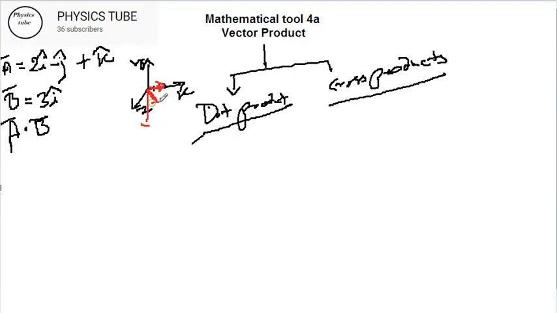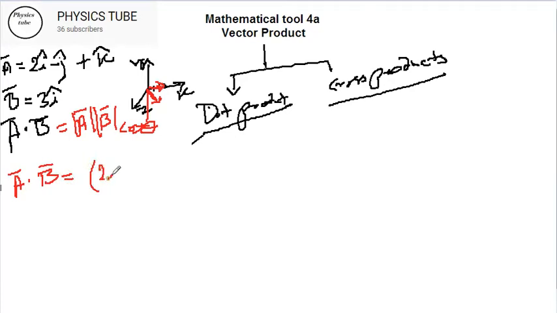Now we can easily find the angle between them mathematically. a dot b will be equal to magnitude of a, magnitude of b, cos theta. Now if they ask you to just find the dot product of a and b, that's much easier. So a dot b will be equal to a, which is 2i minus j plus k, dot, you go for 3i.